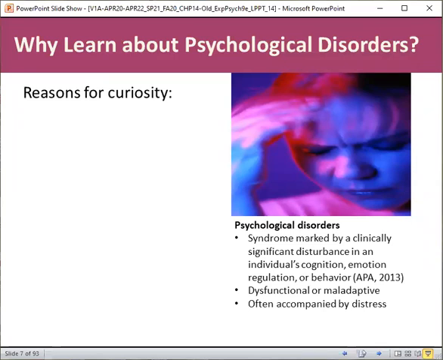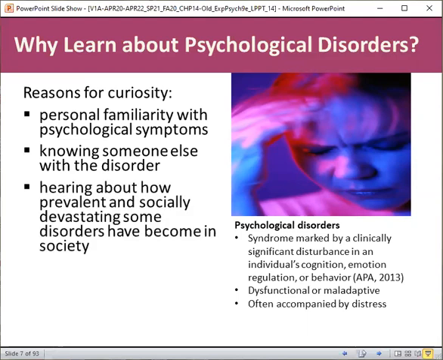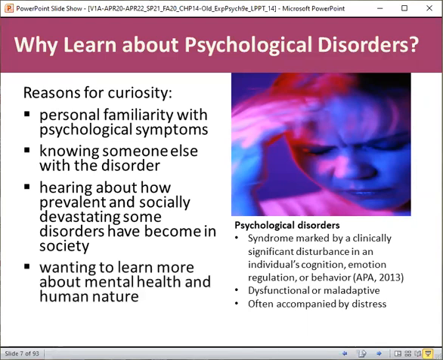So the reasons why we are very interested in psychological disorders and want to learn about them could be personal familiarity with psychological symptoms, knowing someone else with the disorder, hearing about how prevalent and socially devastating some disorders have become in society, and wanting to learn more about mental health and human nature. So these are all the variety of reasons why people are interested in this.